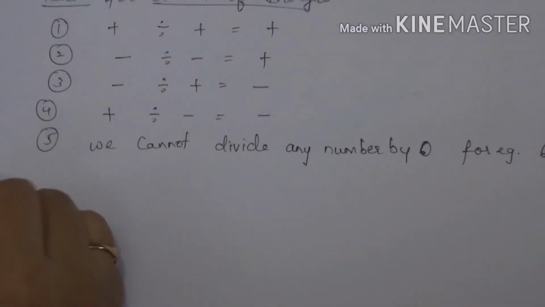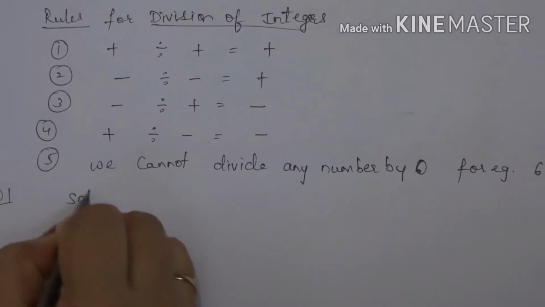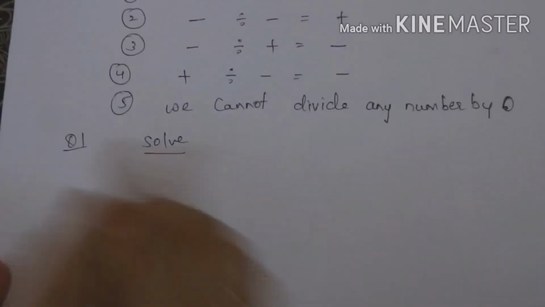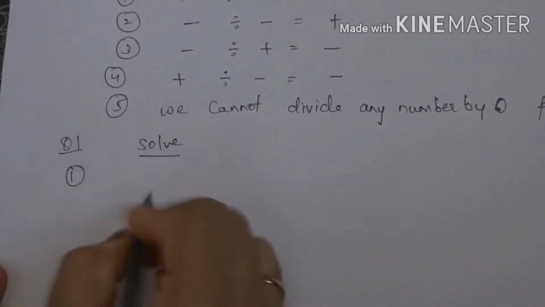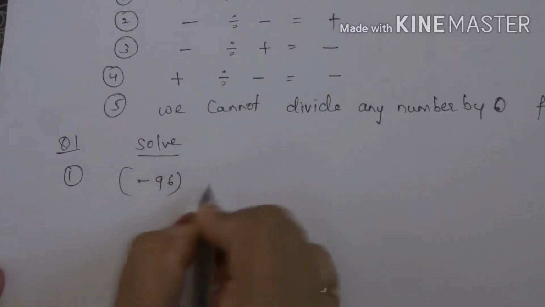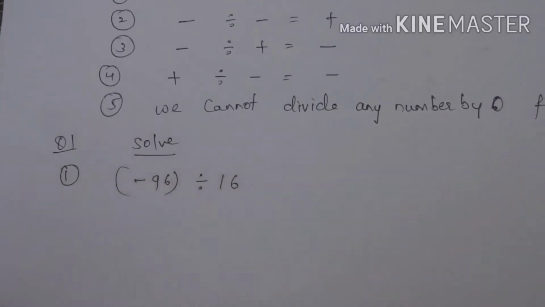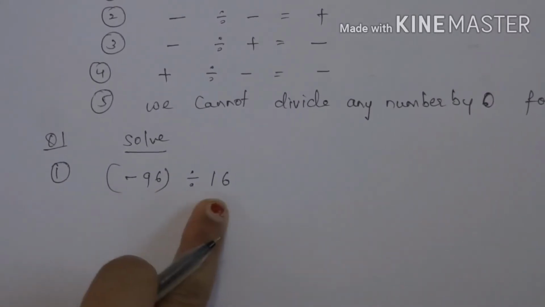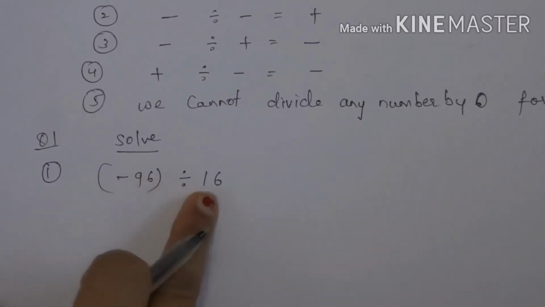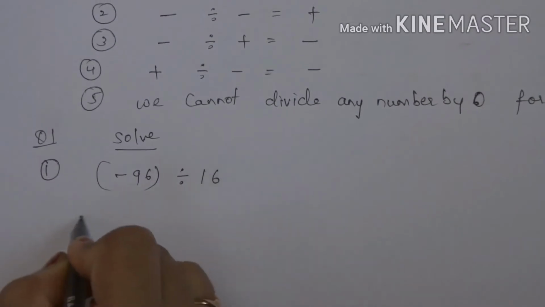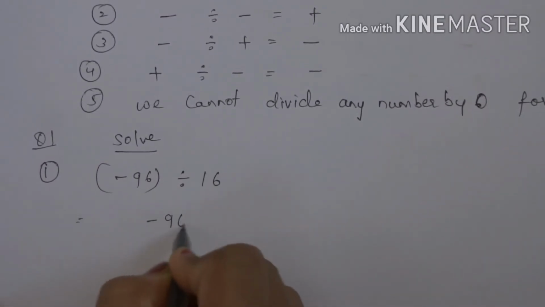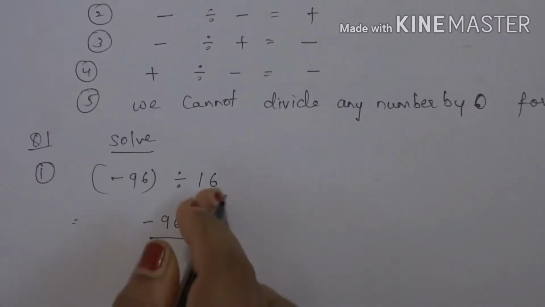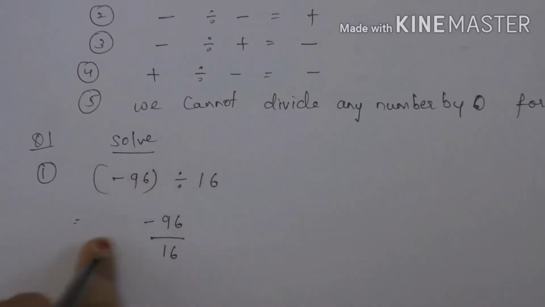Practice set 9, question number 1. Solve. The first sum is minus 96 divided by 16. Children, this is your question. Minus 96 divided by 16. Write these two numbers in fractional form like this. Minus 96 upon 16. Divide means upon.